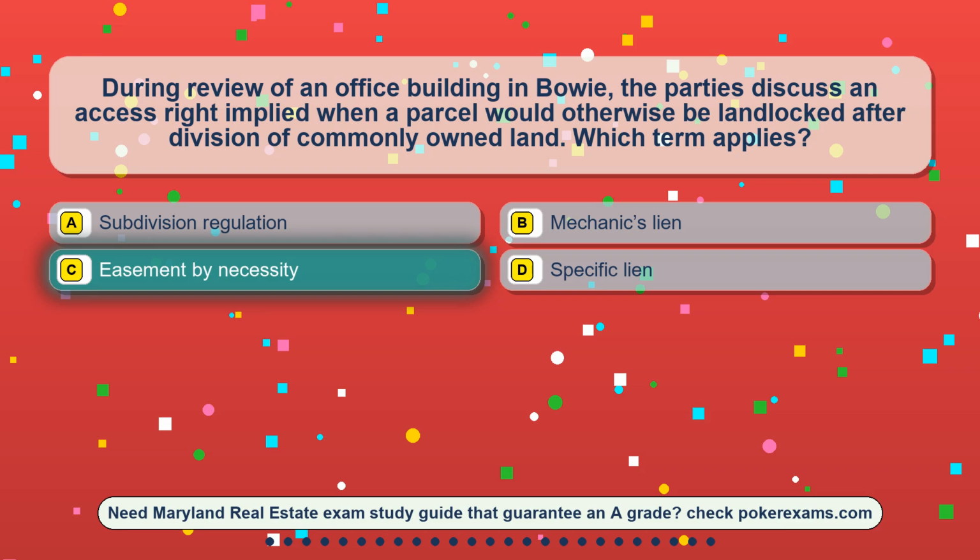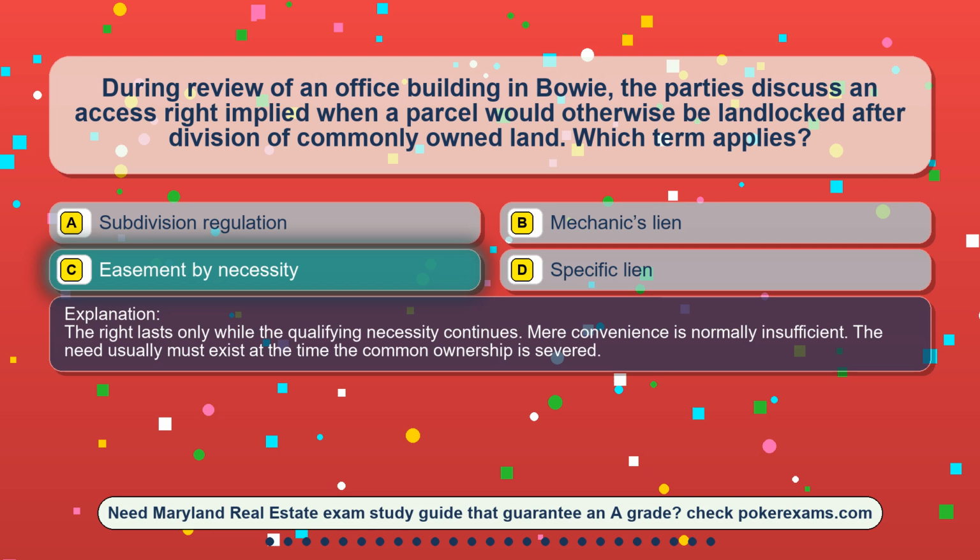The correct answer is option C, easement by necessity. The right lasts only while the qualifying necessity continues. Mere convenience is normally insufficient. The need usually must exist at the time the common ownership is severed.